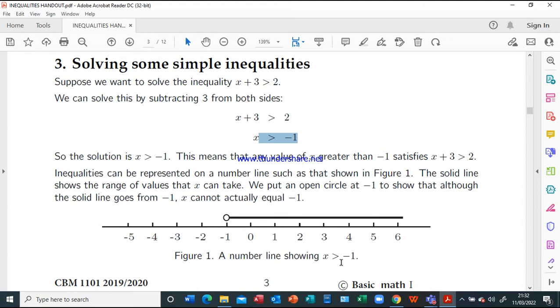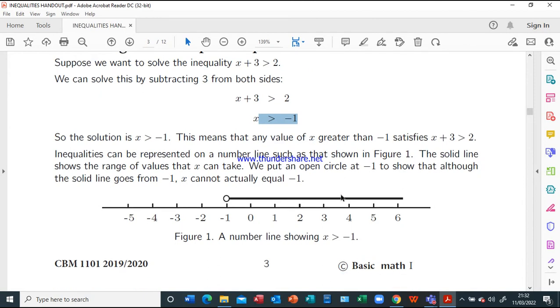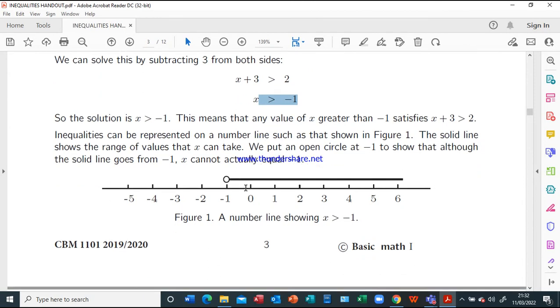That is your x is greater than negative 1. That will be the solution. So x is equal to 0 is a solution, x is equal to 1 is a solution, x is equal to 2 is a solution. So that is something that I want you to pick here.